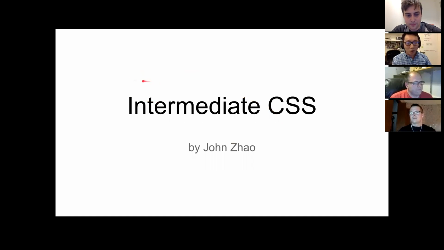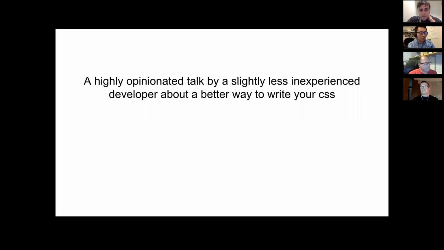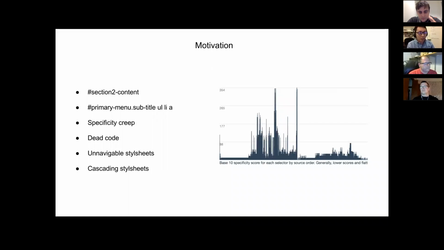Okay, so my talk is on intermediate CSS, which I will just call you've built your first 1 or 2 websites and you run into some problems. So this talk is a highly opinionated talk by a slightly less experienced developer about maybe a better way to write your CSS. I'm not going to call this best practices. I'm not even going to call this good practices. I'm just going to call these probably a little bit better practices if you've only built like 2 or 3 websites.